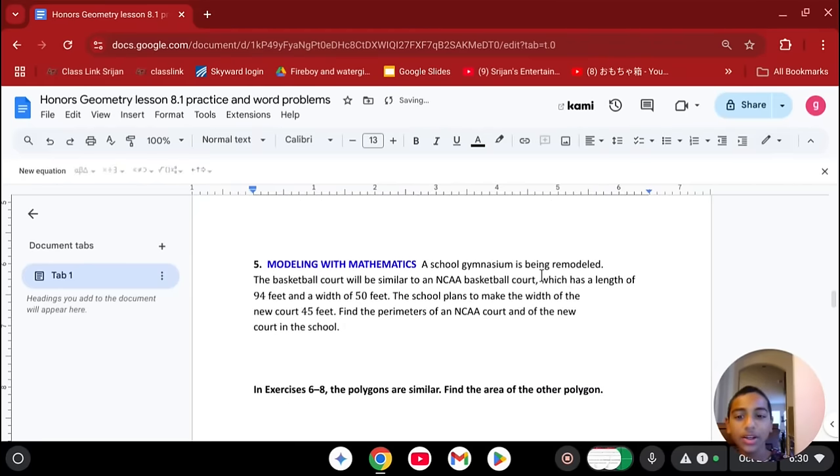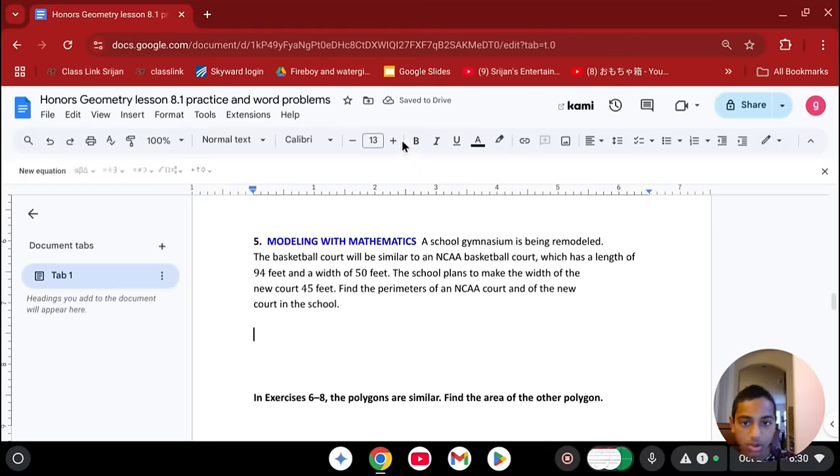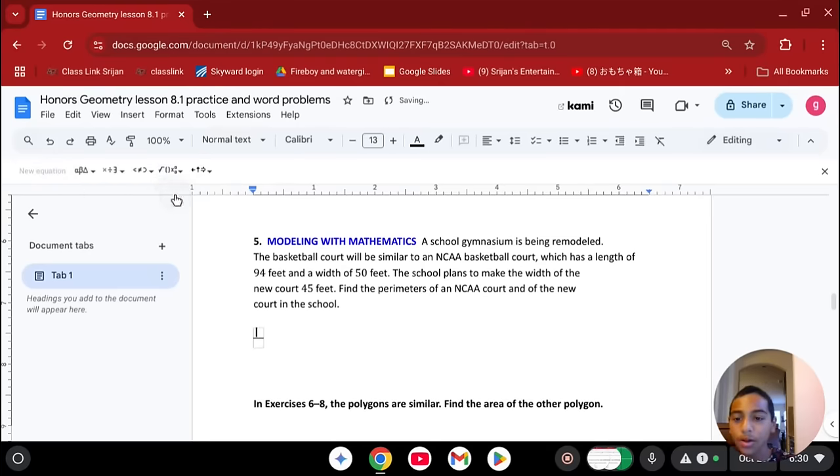Alright, now that we got that, we have a word problem. Modeling with mathematics: a school gym is being remodeled. The basketball court will be similar to an NCAA basketball court, which has a length of 94 feet and a width of 50 feet. The school plans to make the width of the new court 45 feet. Find the perimeter of an NCAA court and the new court being built in the school. So same thing, let's set up a proportion.